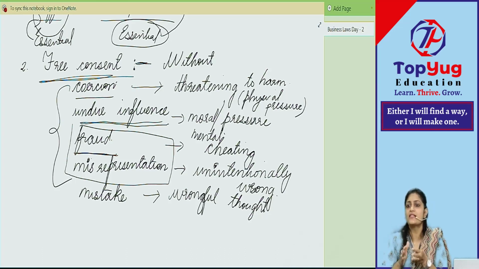That is the reason this type of agreements are not contracts because of mistake. They are mistake, wrong thinking, wrong understanding, no consensus ad idem, no meeting of minds.